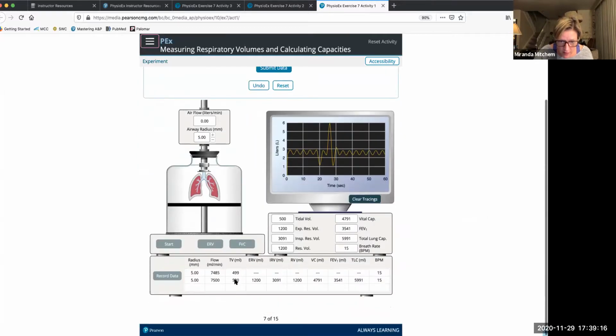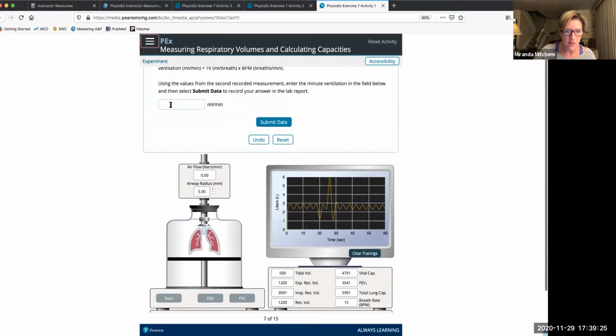So that would be 500 times the breaths per minute, which is 15. So that is 7,500 mils per minute.